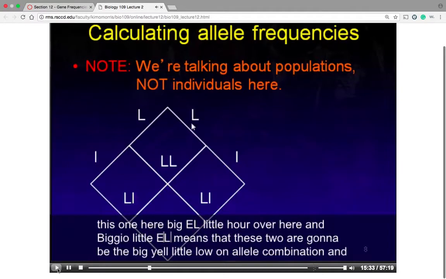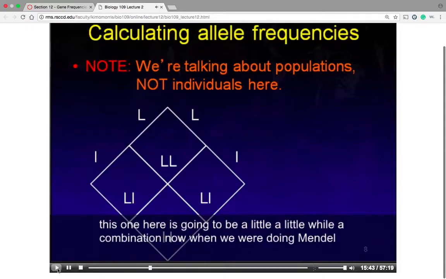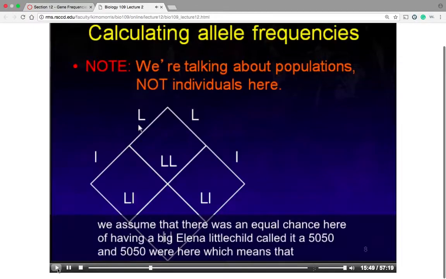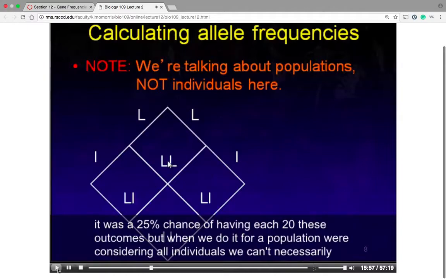This one here, big L, little l over here, and big L, little l means that these two are going to be the big L, little l allele combination. And this one here is going to be the little l combination. Now, when we were doing Mendel, we assumed that there was an equal chance here of having a big L and a little l. We called it 50-50 and 50-50 over here, which means that there was a 25% chance of having each one of these outcomes.